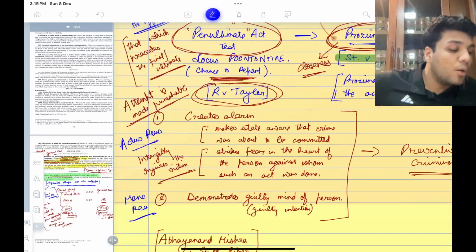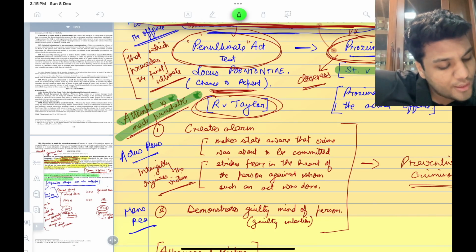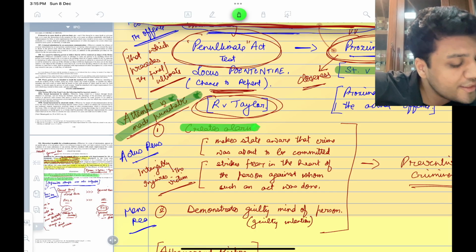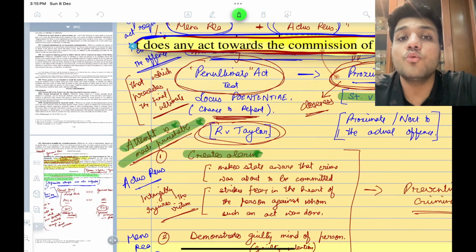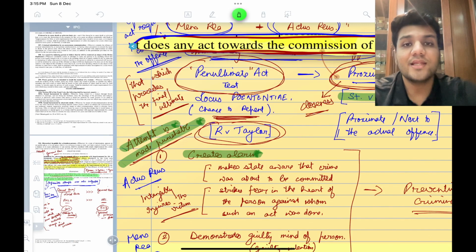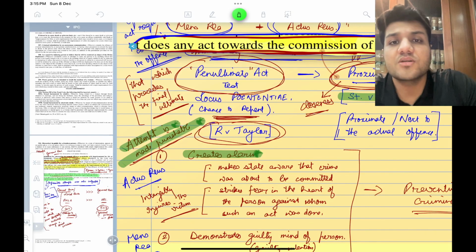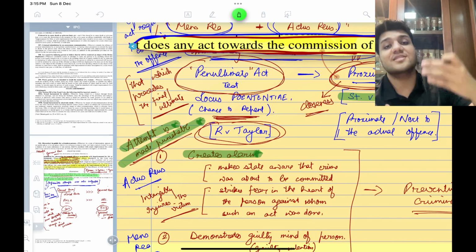Now let us look at why attempt is made punishable. To understand this, you need to understand that any attempt or any offense creates alarm. Not only does it create alarm within the state, because it shows that the state had failed to prevent this offense. Usually, in attempts, what happens is that because of certain extraneous circumstances or because of certain unforeseen circumstances, the offense itself is not complete or is not successful.